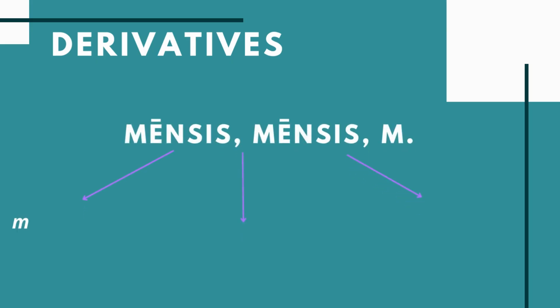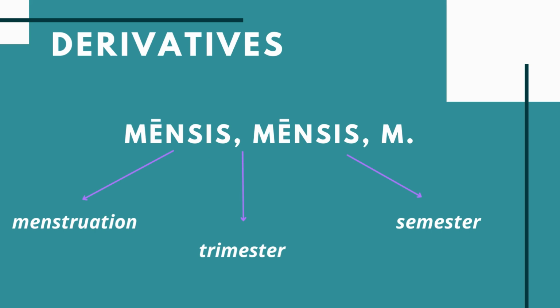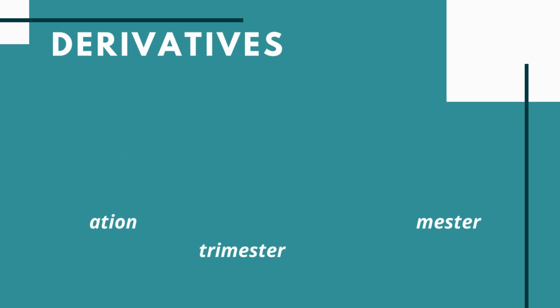So to start, though, like I said, we're going to dive right into derivatives. So the first derivative you want to look at is the word mensis, which means month. And from this, we get menstruation, trimester, semester. They all have to do with something involving the month, right? And you can see it in the way that they're spelled.